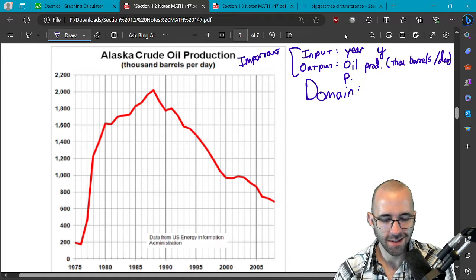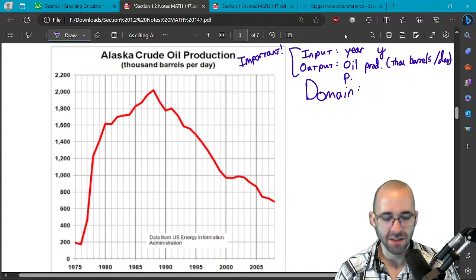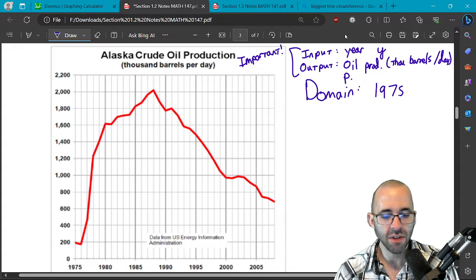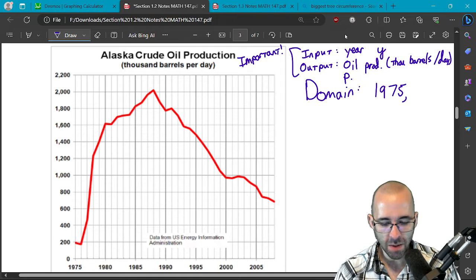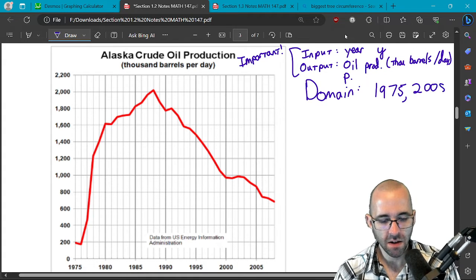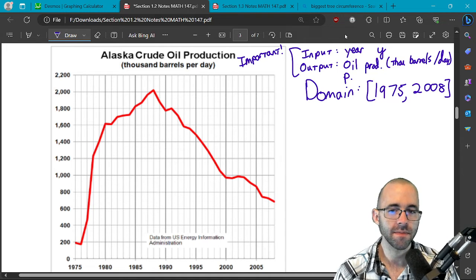Important. How about that? So the domain is going to be all the years that make sense. Well, we started in 1975. We're going to use interval notation. We went up to 2008. Those years were included, so we'll put them in brackets.